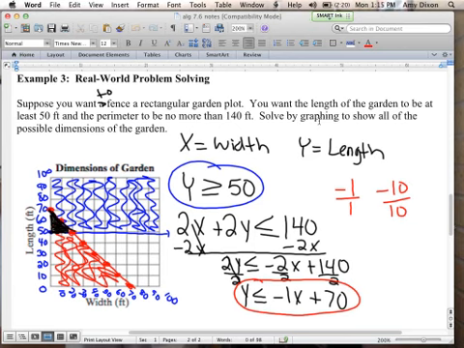So that's how you do those. You just have to be really neat on your graphs, otherwise they can get pretty messy.